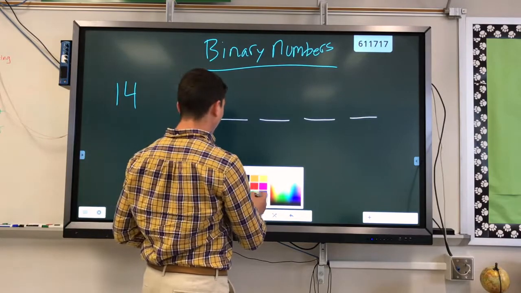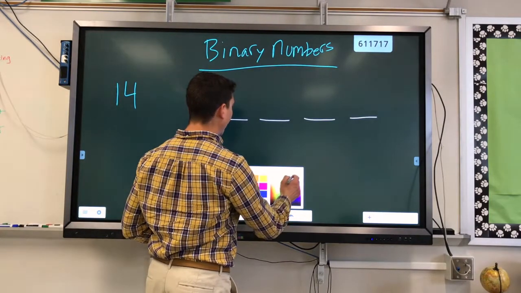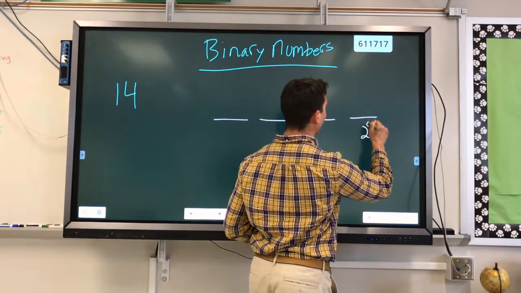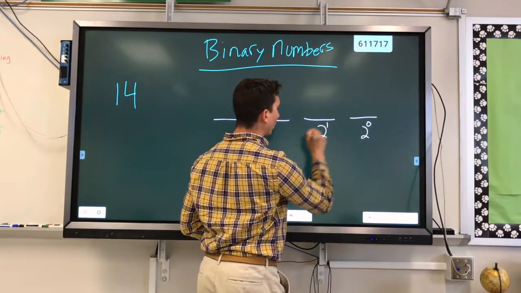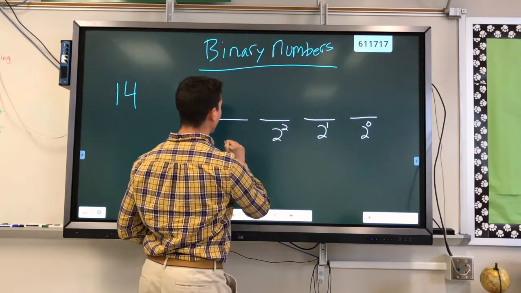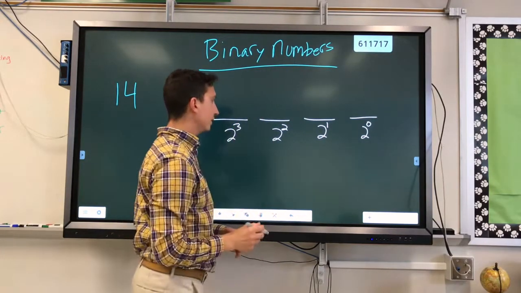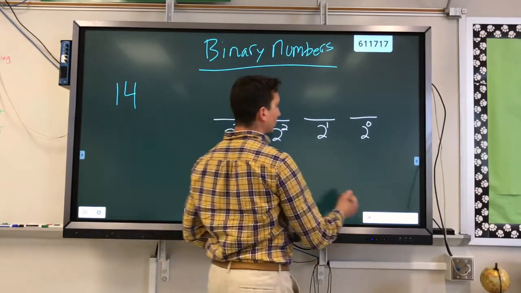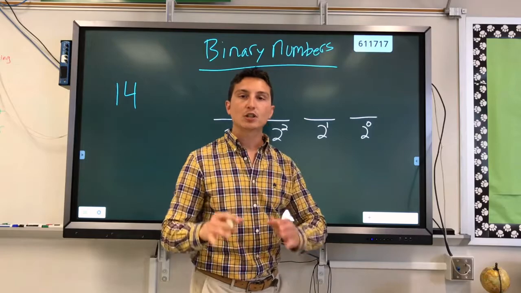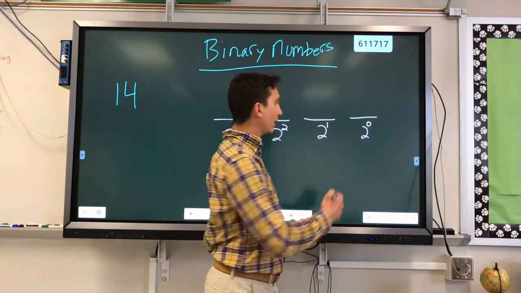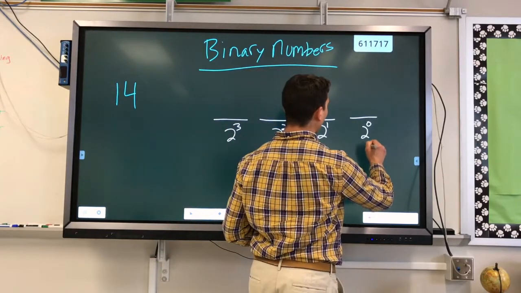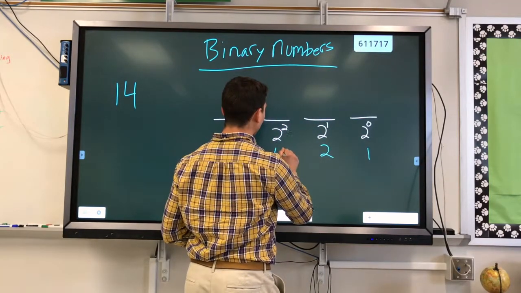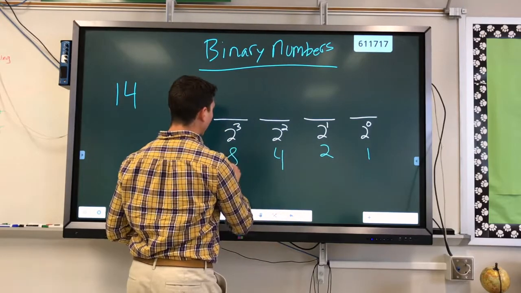So what I'll do here is put my powers of 2 beneath it. So 2 to the power of 0, 2 to the power of 1, 2 to the power of 2, and 2 to the power of 3. I always like to show what these equal. As we talked about in the last video, any number to the power of 0 is always 1. So 2 to the power of 0 is 1, 2 to the power of 1 is 2, 2 to the power of 2 is 4, and 2 to the power of 3 is 8.